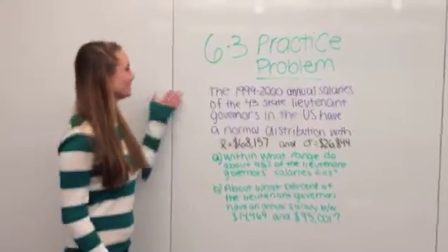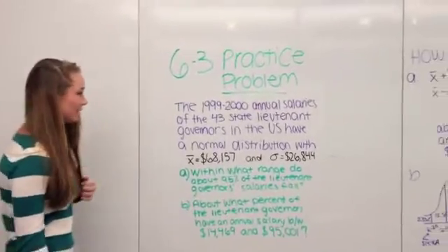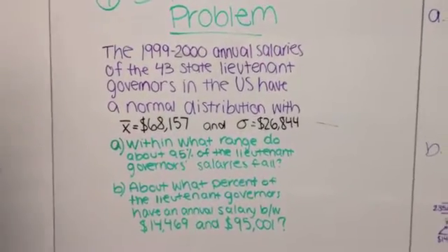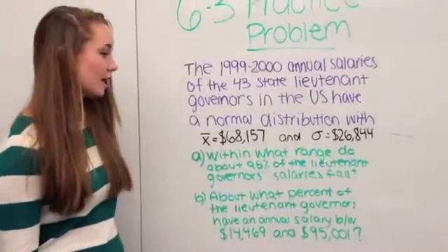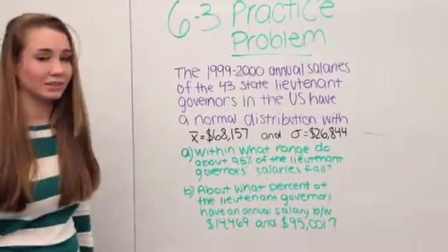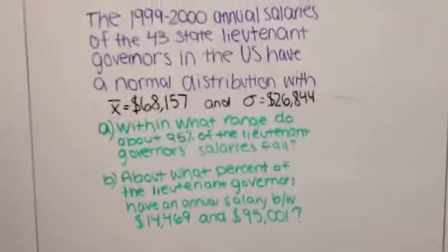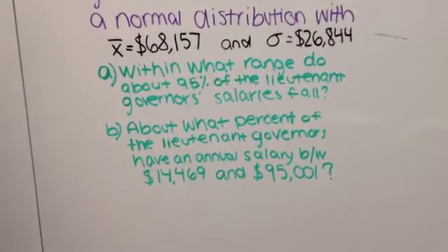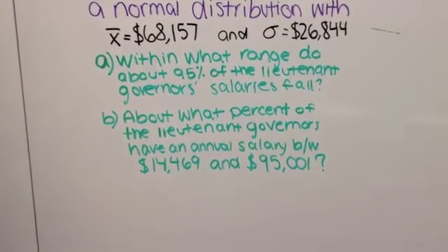Hi again. So this is our 6-3 practice problem. The 1999 to 2000 annual salaries of the 43 state lieutenant governors in the U.S. have a normal distribution with a mean of $68,157 and a standard deviation of $26,844. So our question is, within what range do about 95% of the lieutenant governors' salaries fall? And about what percent of the lieutenant governors have an annual salary between $14,469 and $95,001? Now pause this video and work the problem on your own.